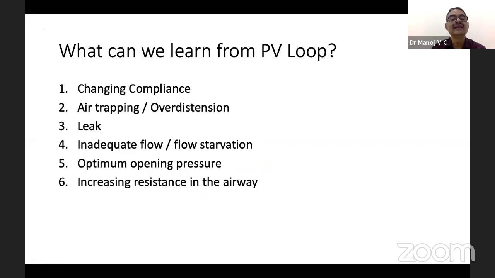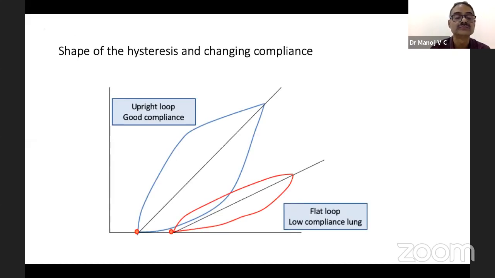So now, what can we learn from the pressure volume loop? You have a loop that is going to tell you the compliance of the lung. So the very, very important loop. It can tell you how the compliance of the lung of the baby changes with time. So changing compliance, and then it can also show us the evidence of air trapping, overdistension. It can show us the leak, the inadequacy of the flow, or if there is flow starvation, if the opening pressure is optimum or not, and when secretions come in the way and then resistance increases. All these we can learn from the pressure volume loop.